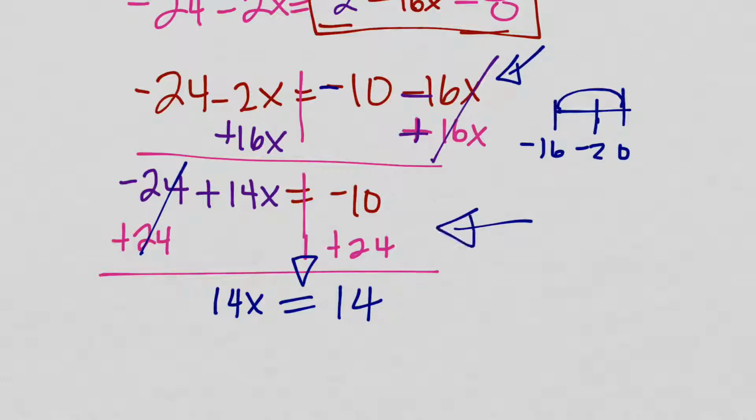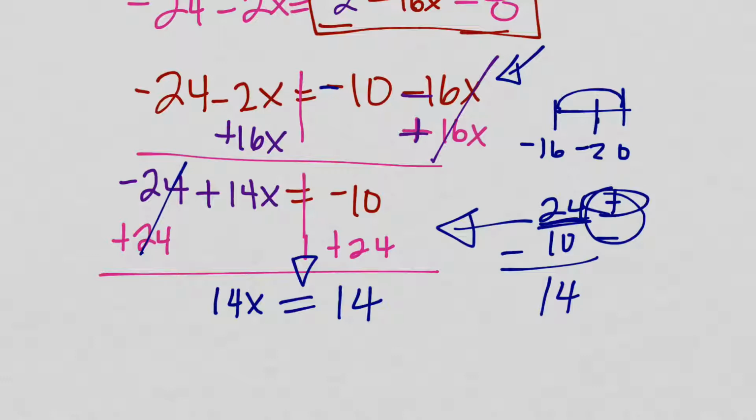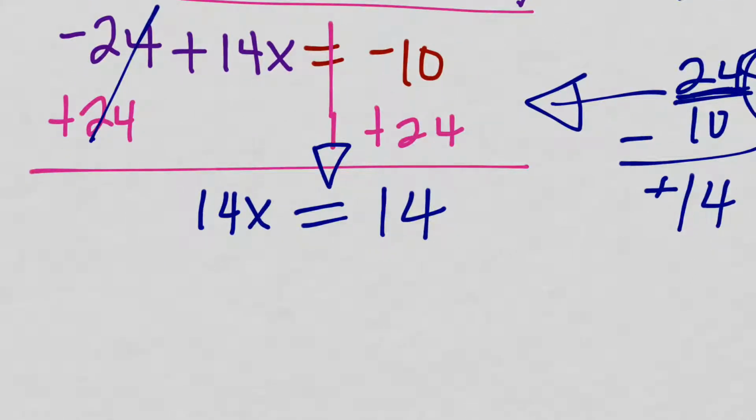Now this part here is positive because since 24 is positive and 10 is negative, they have different signs. I'm going to subtract them. And because 14 is bigger, I keep his sign, which is positive, except I don't have to write the positive sign in front of him.